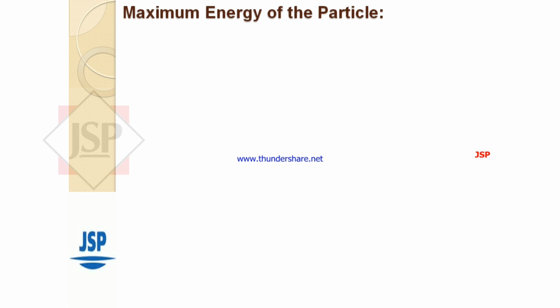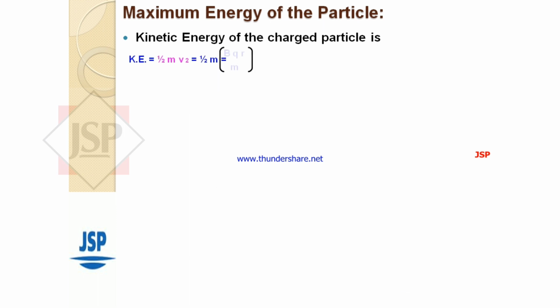Maximum kinetic energy of the particle. Kinetic energy of the charged particle is KE = 1/2 mv² = 1/2 m (Bqr/m)² = 1/2 B²q²r²/m. Maximum kinetic energy of the charged particle is when small r equals capital R, that is the radius of the Ds. Therefore, KE maximum = 1/2 B²q²R²/m.